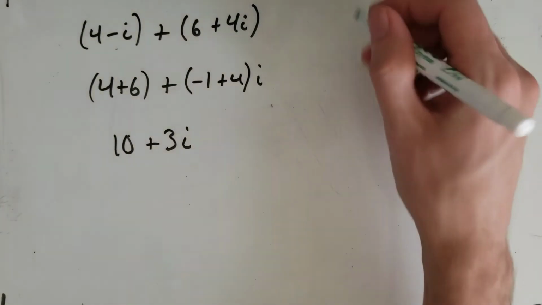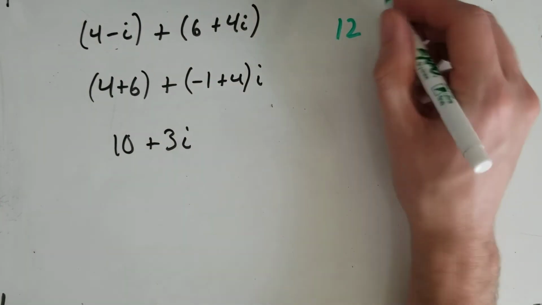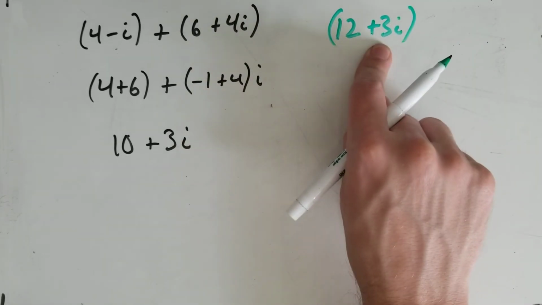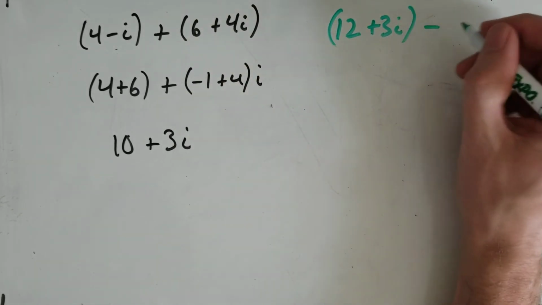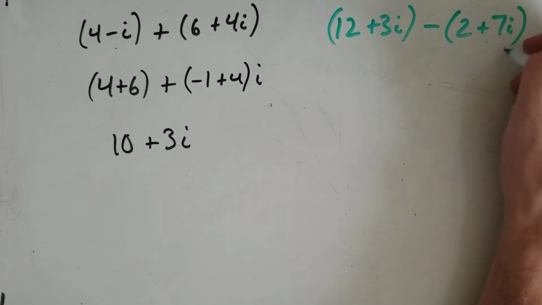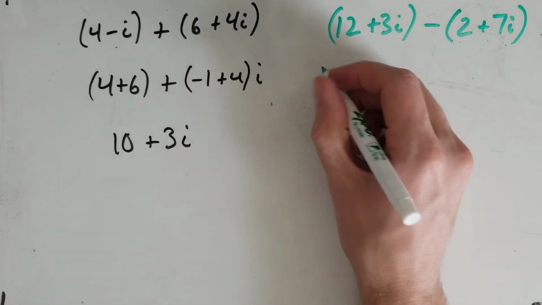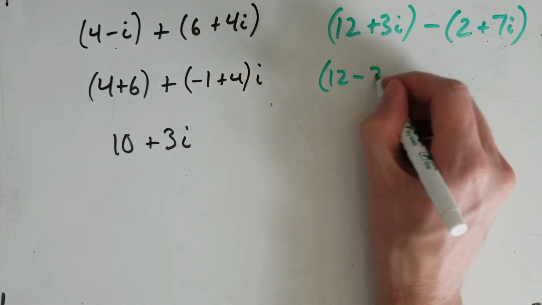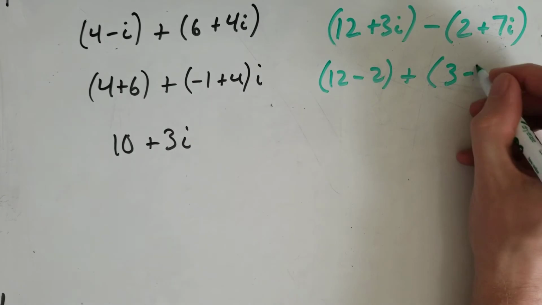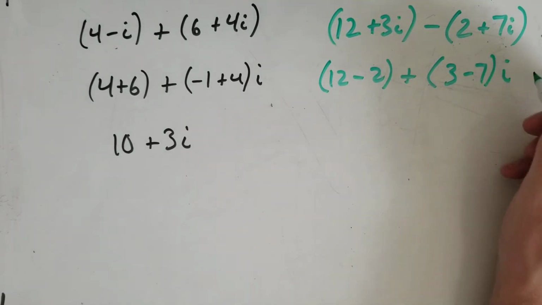Our second one we'll do right here in green. We have 12 plus 3i. So your real part's 12, your imaginary part's 3, and you're subtracting 2 plus 7i. So go ahead and subtract your real parts, 12 minus 2, and then you're going to subtract your imaginary parts, 3 minus 7, you're going to have that i at the end.